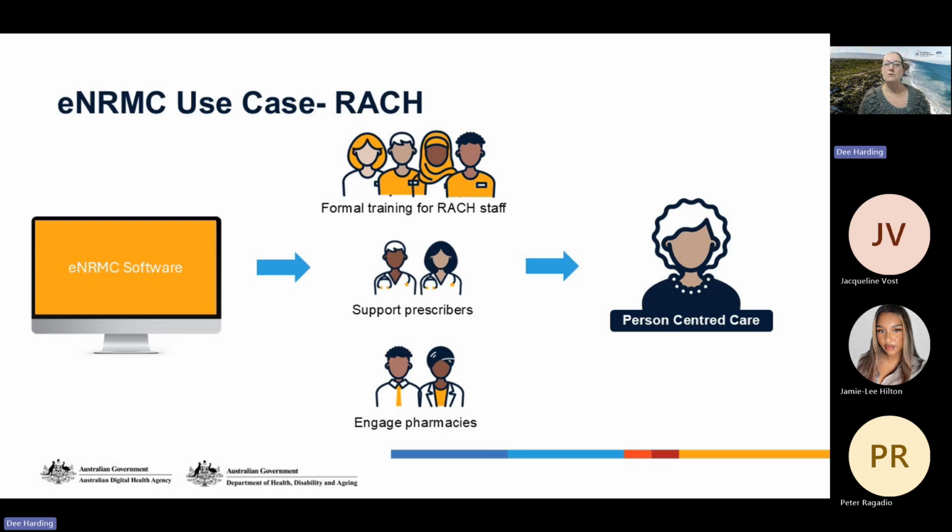Your aged care home will have several types of prescribers. So including the regular authorised prescribers, your regular GPs, but you also have some temporary visiting prescribers such as locums or after-hour GPs, to ensure that all of your prescribers can utilise the eNRMC system.